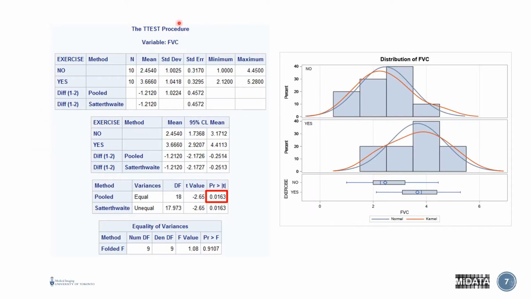When we look at the results for the t-test, no surprise, when you look at the two distributions of FVC between those that don't exercise or have no previous experience and those that do exercise, you can see there's a shift in the center of the distribution, which would mean the means are different and there could be a difference. And yes, the pooled variance t-test produces a significant p-value.